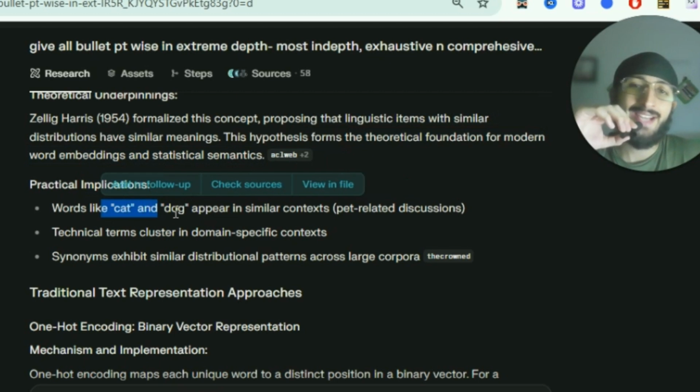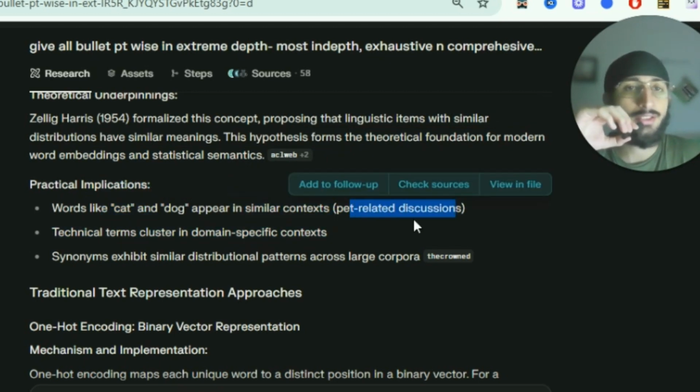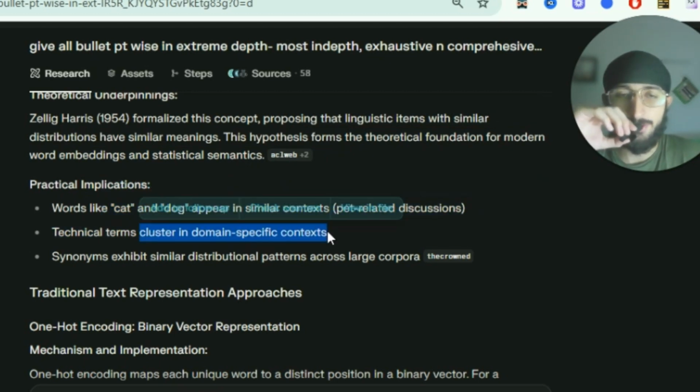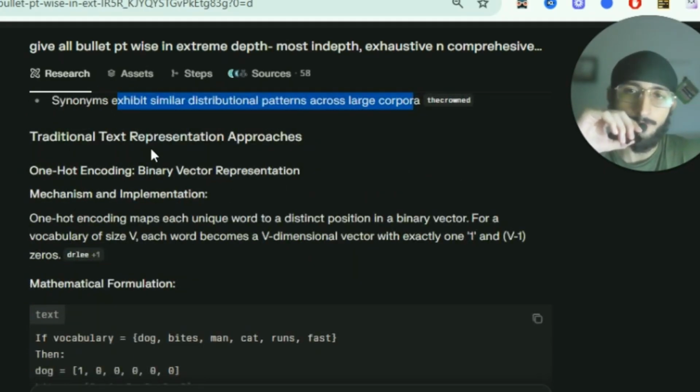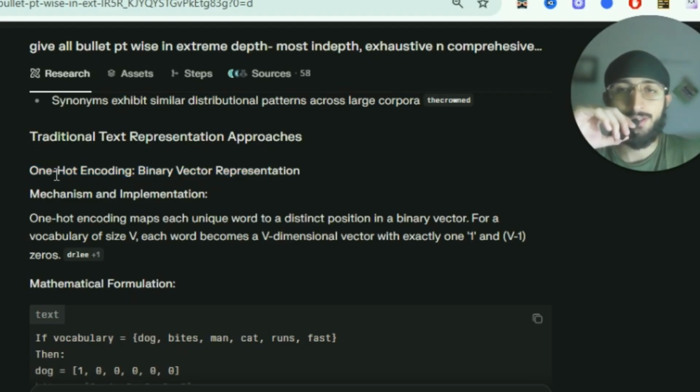Practical implications. Words like cat and dog appear in similar contexts, pet-related discussions. Then technical terms cluster in domain-specific contexts. Synonyms exhibit similar distributional patterns across large corpora. Now, traditional text representation approaches, we'll discuss one by one. So firstly, we have one-hot encoding, that is binary vector representation.